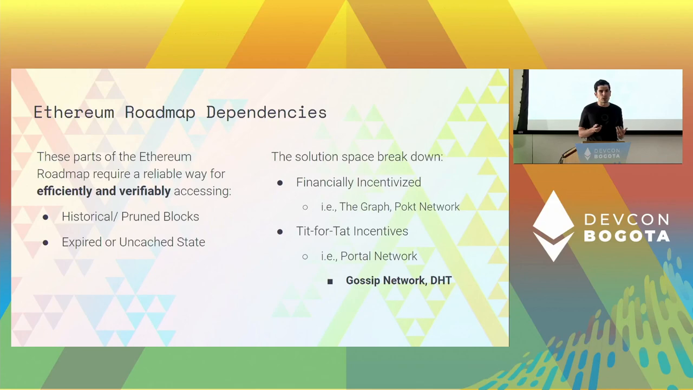The other category is using tit-for-tat incentives, which are not financial incentives, but this is how the BitTorrent network works, for example, where if you're being a good citizen in that network, uploading data as much as you're downloading, then there's this reciprocity that you get. That's the approach being explored by projects like Portal Network, using things like gossip protocols and DHTs, which again are techniques from BitTorrent and now IPFS as well.